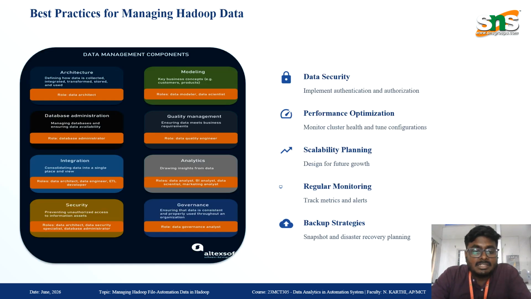And the best practices of managing Hadoop. Data security is critical. So you must implement authentication with Kerberos and authorization using Apache Ranger to control who accesses what. Performance optimization involves monitoring cluster health using tools like Ambari and tuning configurations like block size and replication factor. Scalability planning means designing your cluster with future data growth in mind. Don't just solve today's problem.